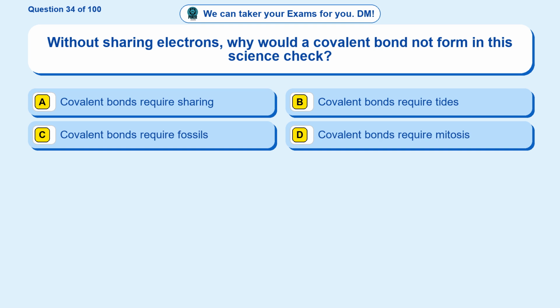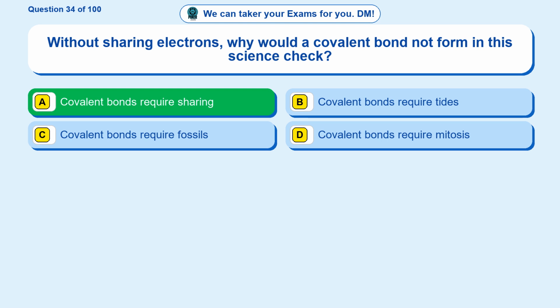Question 34. Without sharing electrons, why would a covalent bond not form in the science check? Option A, covalent bonds require sharing. Option B, covalent bonds require tides. Option C, covalent bonds require fossils. Option D, covalent bonds require mitosis. The correct answer is option A.